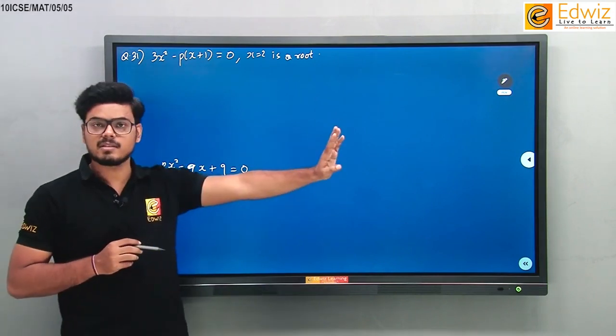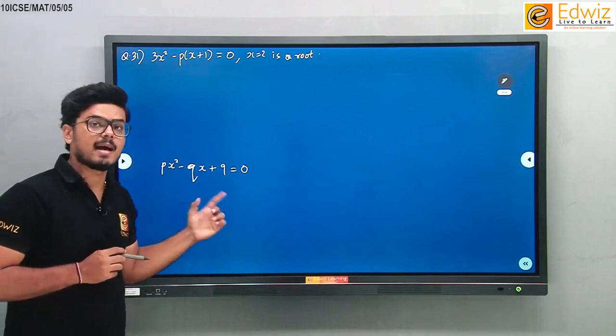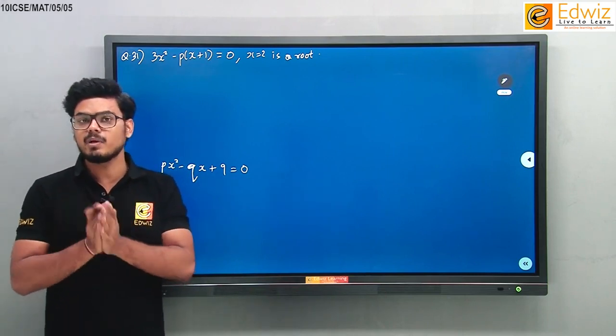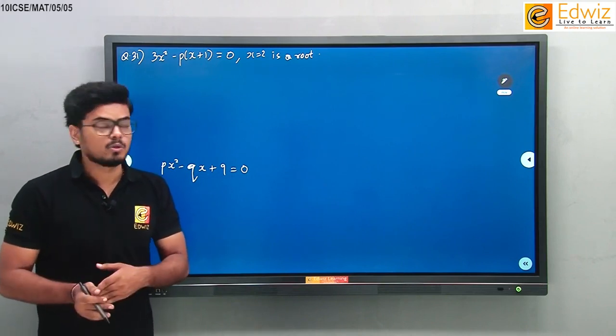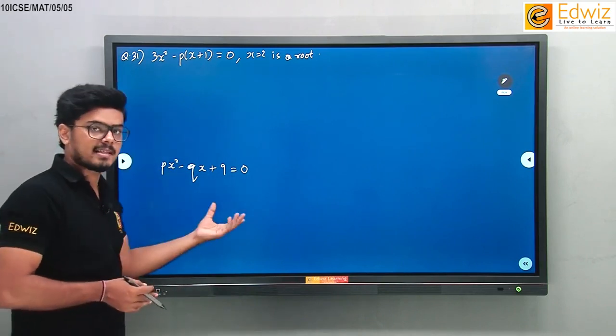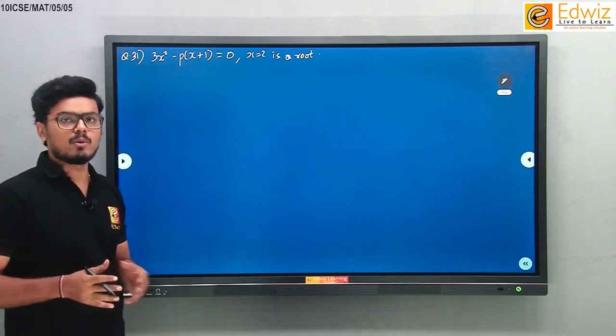This is another equation given, for which they have told us that this particular equation has real and equal roots. And we have to find the value of p and q. So let us first find the value of p, after this we will come to this one. Okay, let us first find the value of p. You already know how to do that.